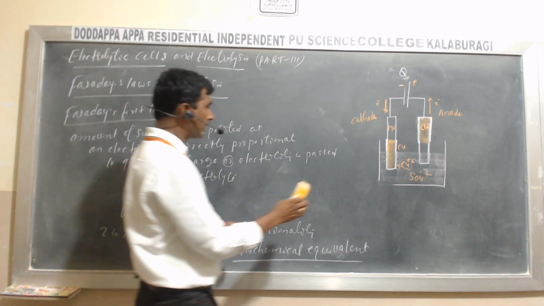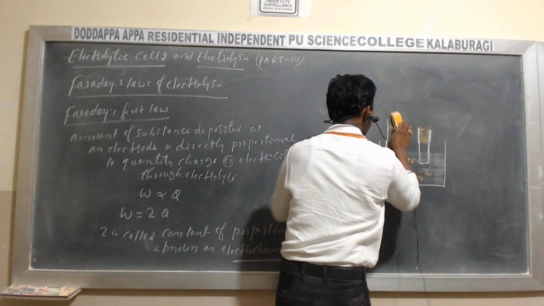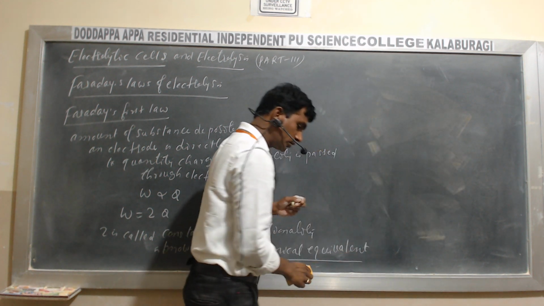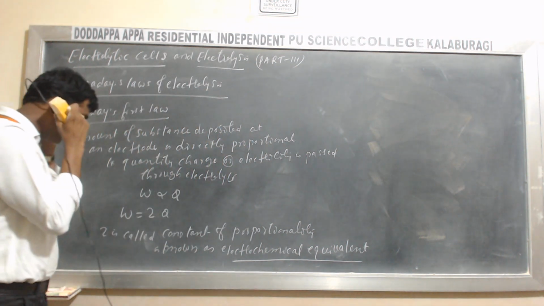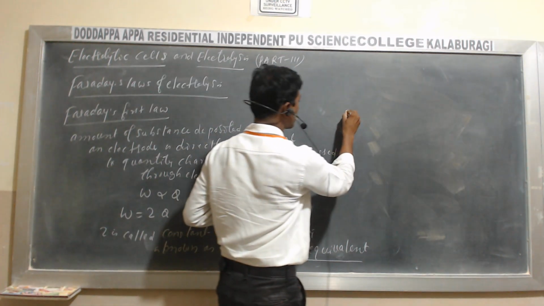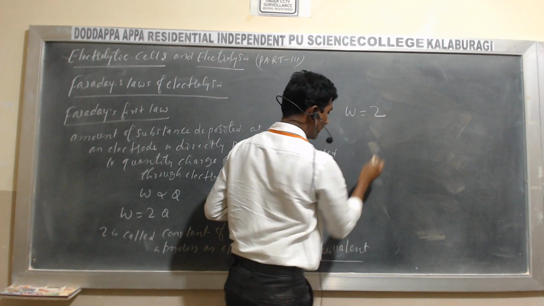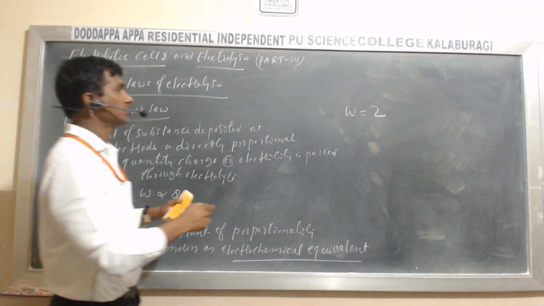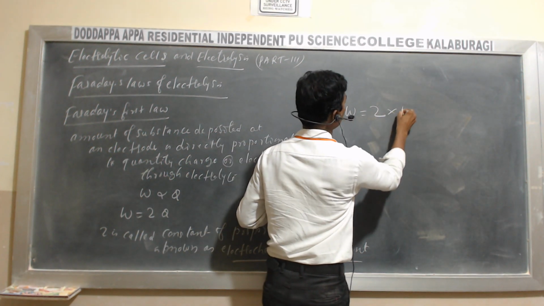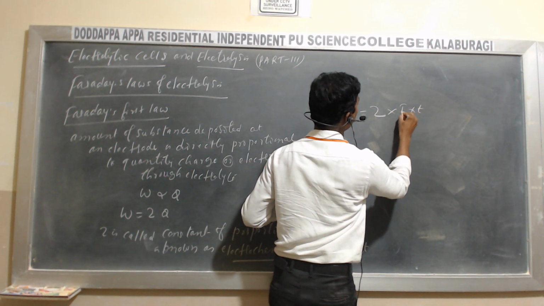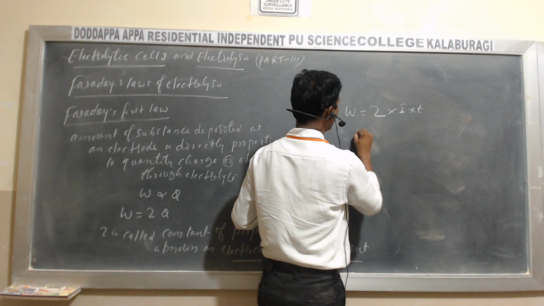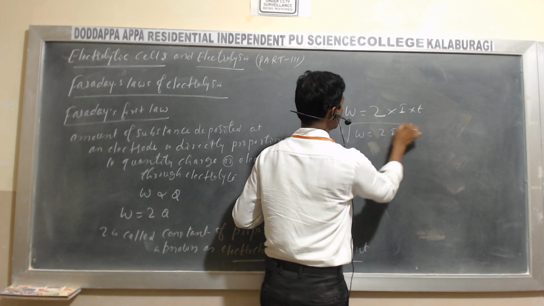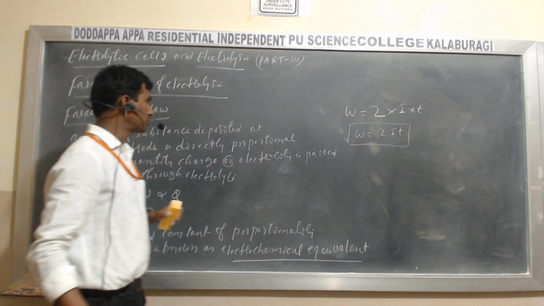Now W is equal to Z into Q. What is Q? Q is nothing but charge. Charge is nothing but current into time. So W is equal to Z into I into t. This is the mathematical expression for Faraday's first law.